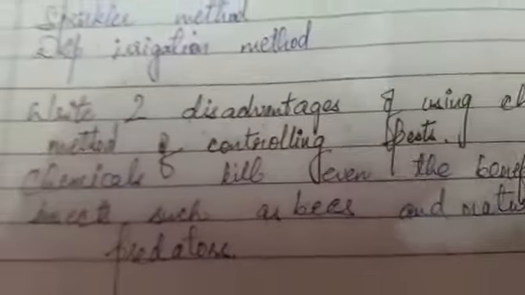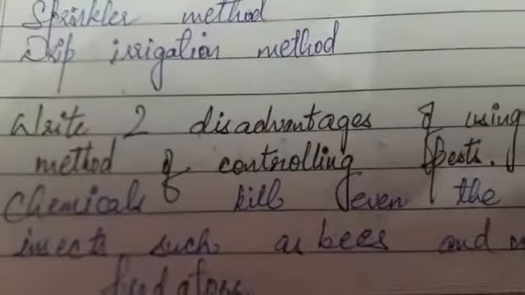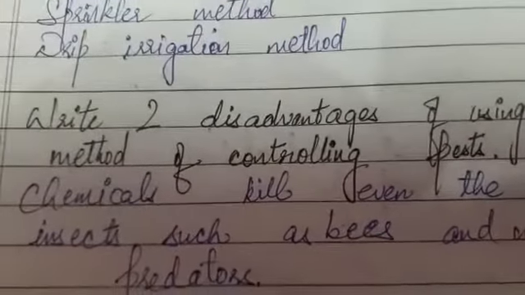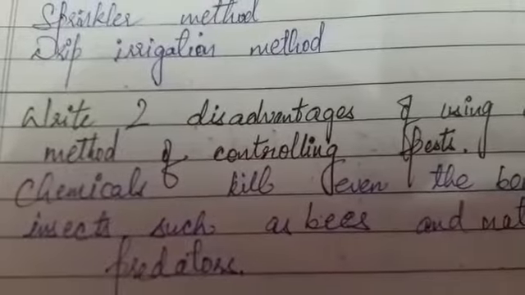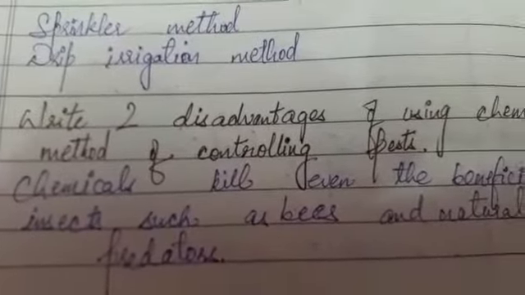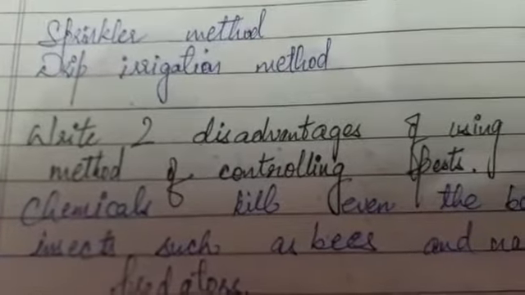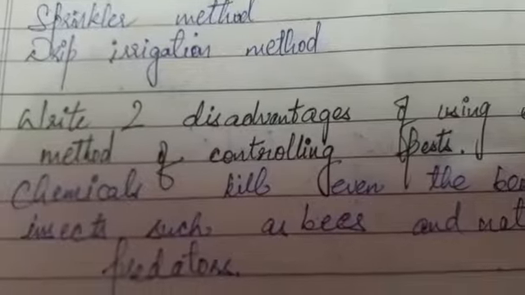What are two disadvantages of using chemical methods of controlling pests? How is the chemical method of controlling pests disadvantageous to us? Chemicals kill even the beneficial insects such as bees and natural predators, which could harm our crops.